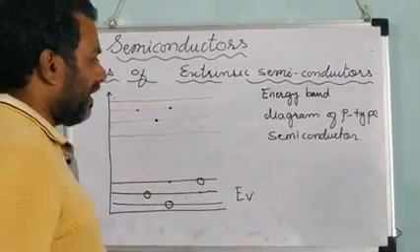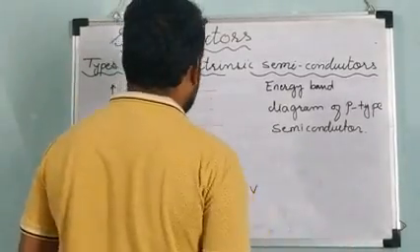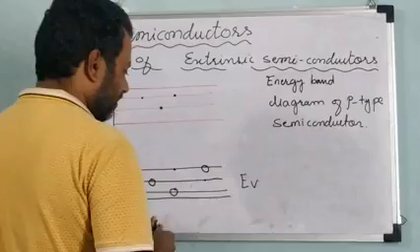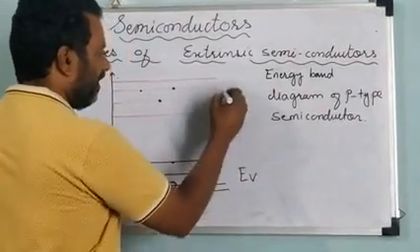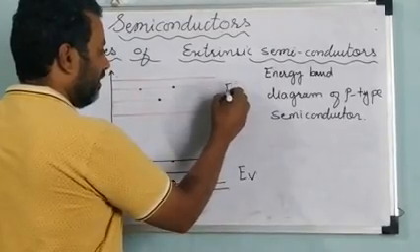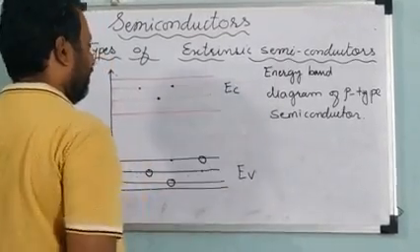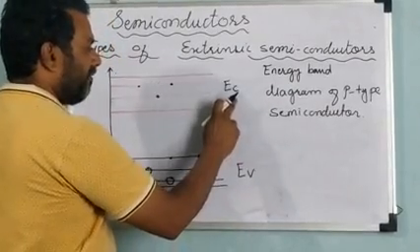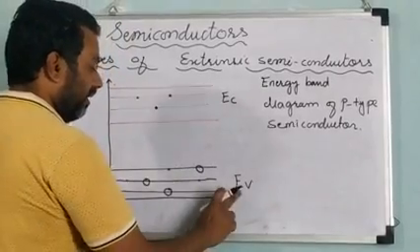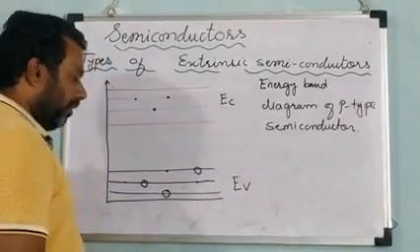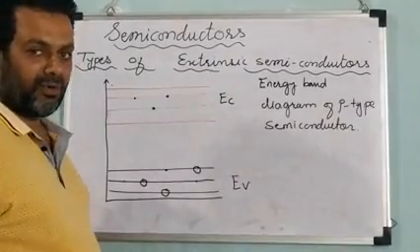The energy band diagram of the p-type semiconductor is as follows. Here, this is the valence energy band, and this is the conduction energy band. The conduction band will always have the electrons, which have a high amount of energy, and the valence band will have the holes, which have a lesser amount of energy.